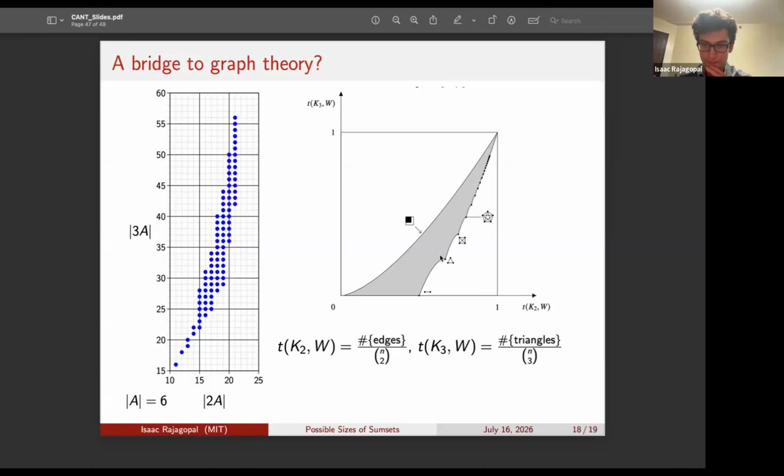And I'd be very interested in the limit as a gets large, whether the 2a, 3a plot will approach something similar. It would be very stunning if there's a similar type of result for the sum set sizes as for the graphs, because this gives a bridge between additive combinatorics and graph theory.